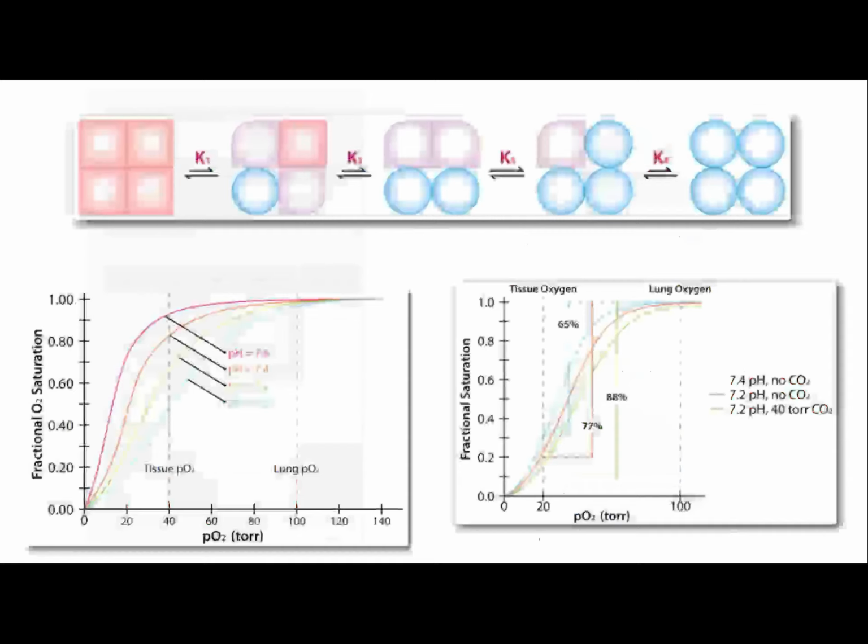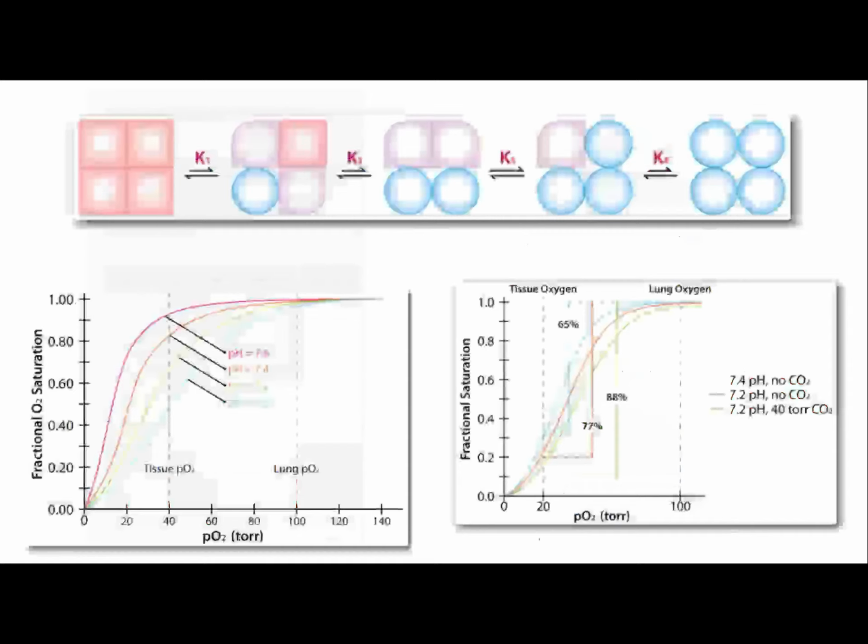cool. Let's talk about this image I've got here at the top. This is the sequential model of binding. Now, before we get into that exact model, we've got to back up one second and talk about something else called the Bohr effect.